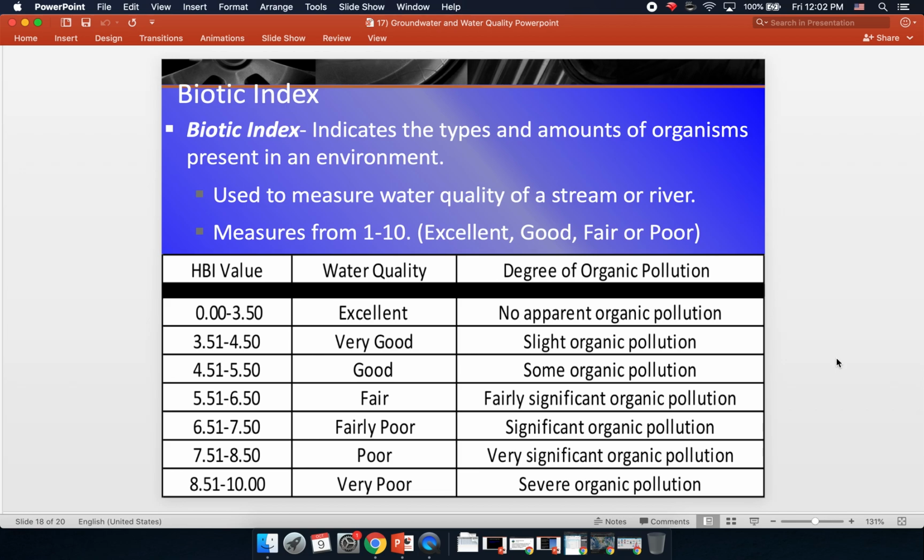And at 8.5 to 10 on the biotic index, we're talking about water that is very poor. That's severe organic pollution. This may be water that just has too much bacteria in it, or eutrophication, which is really overgrown algae in it, and that's just not suitable for use.